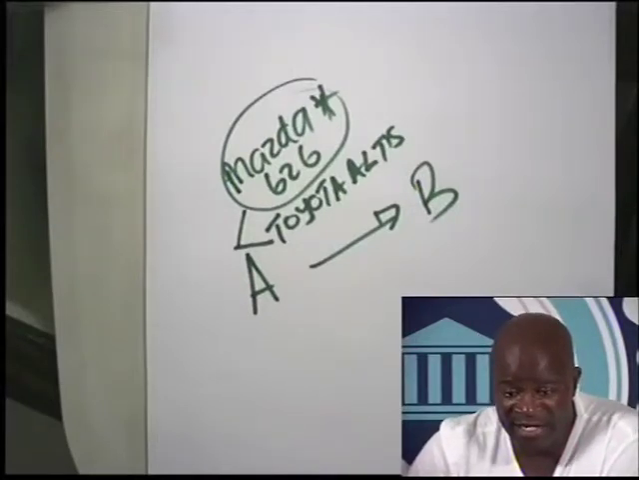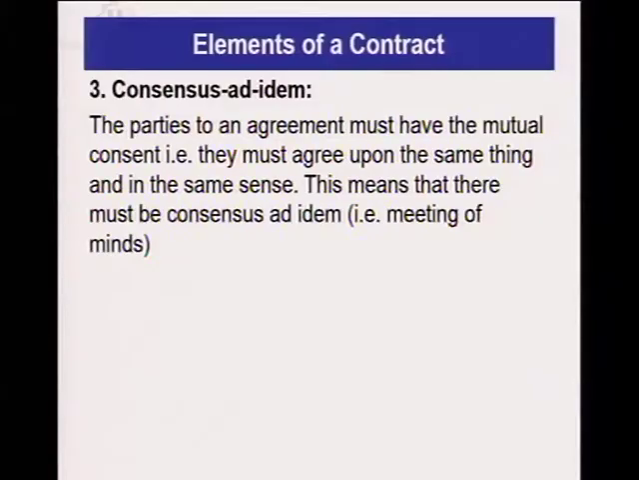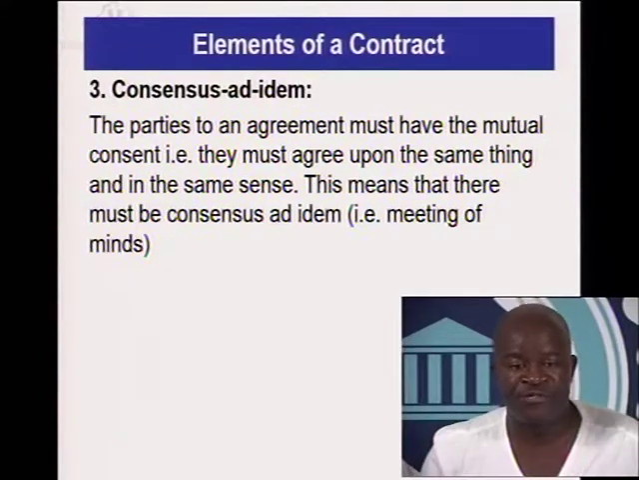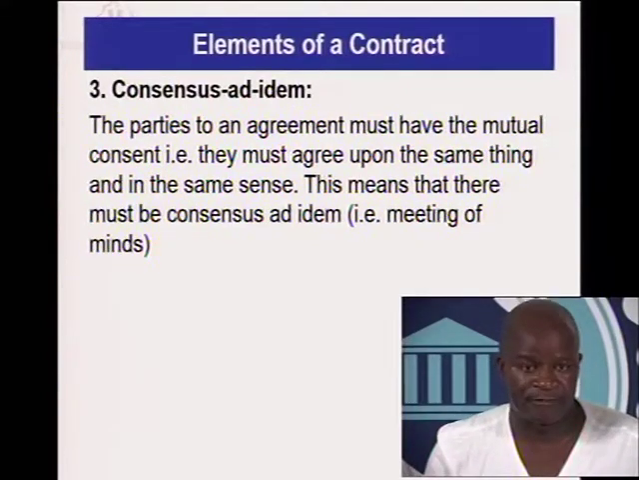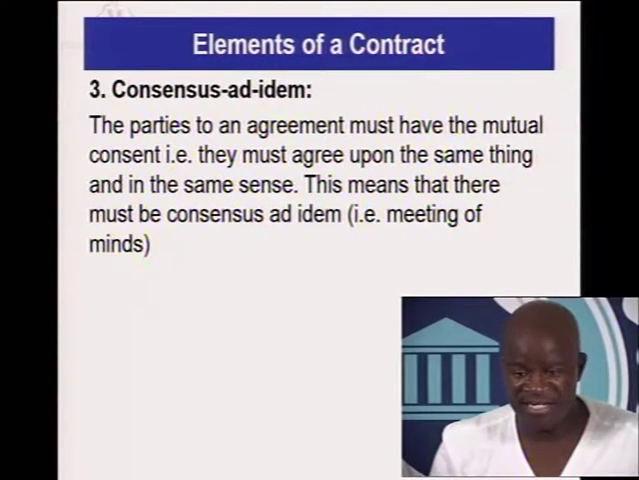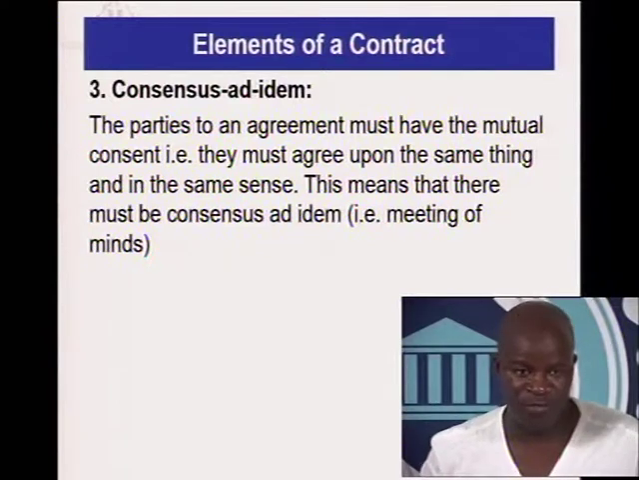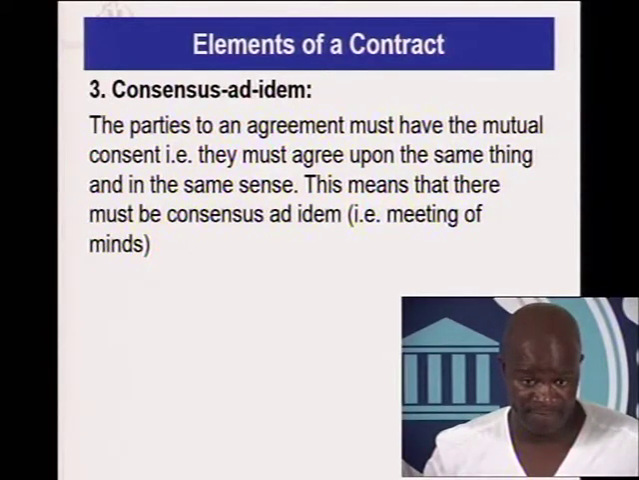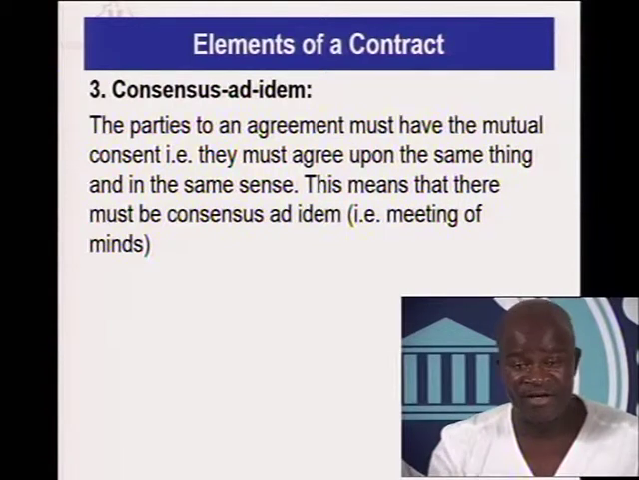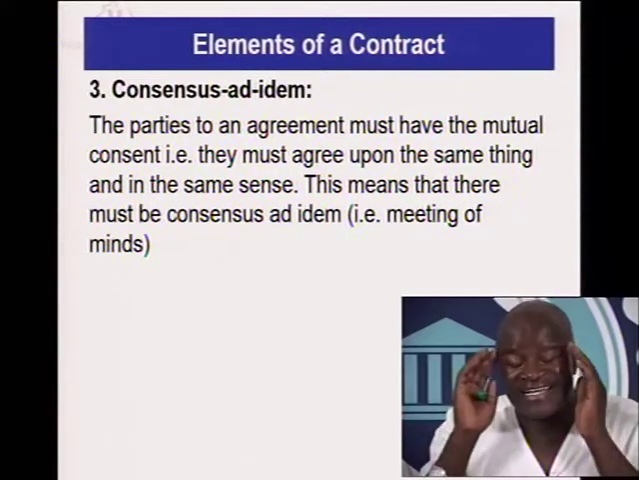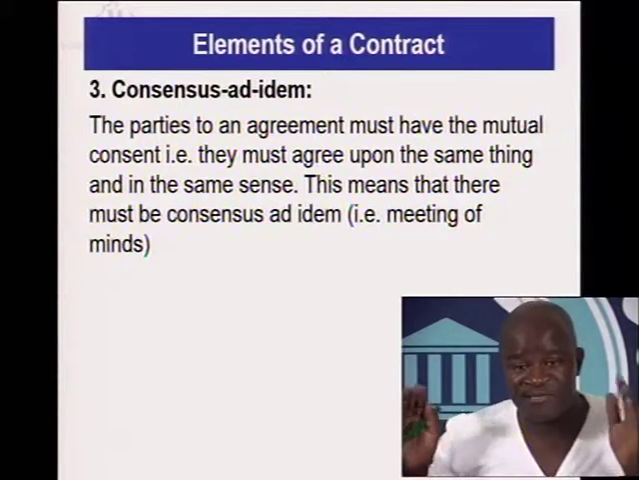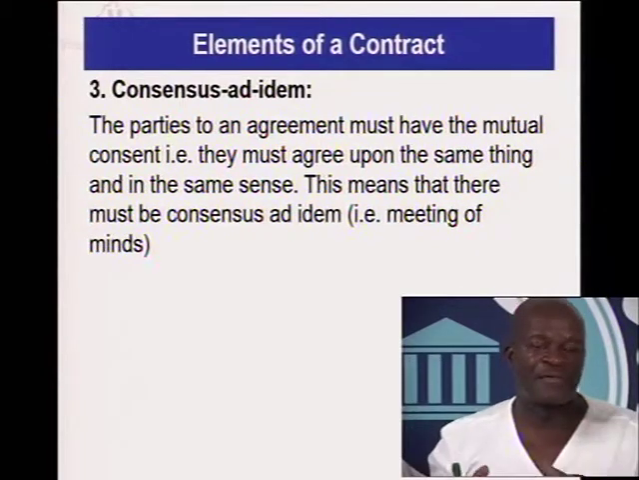The parties to an agreement must have this mutual consent. That is, they must agree upon the same thing and in the same sense. This means that there must be consensus ad idem, the meeting of the minds. They must be talking of the same thing. If husband and wife agree, we are going to Swakopmund, okay? Both of them should agree. It shouldn't be that the other one is thinking of Henties Bay, because Henties Bay is in Swakopmund, then they say these people are meeting.